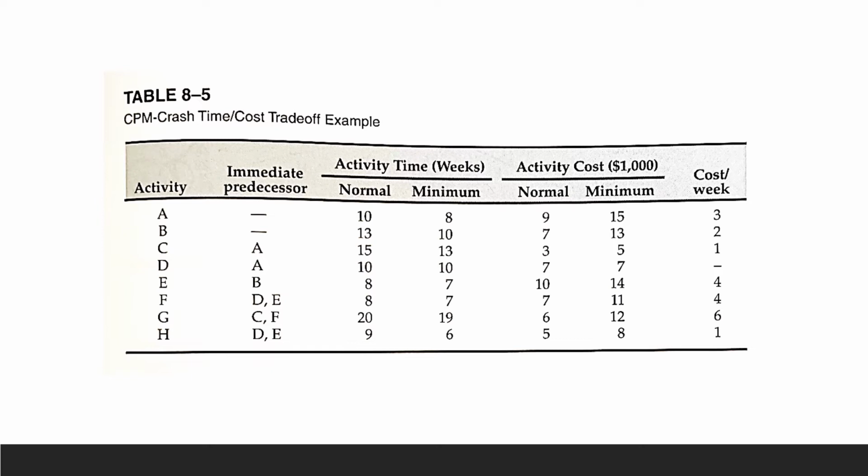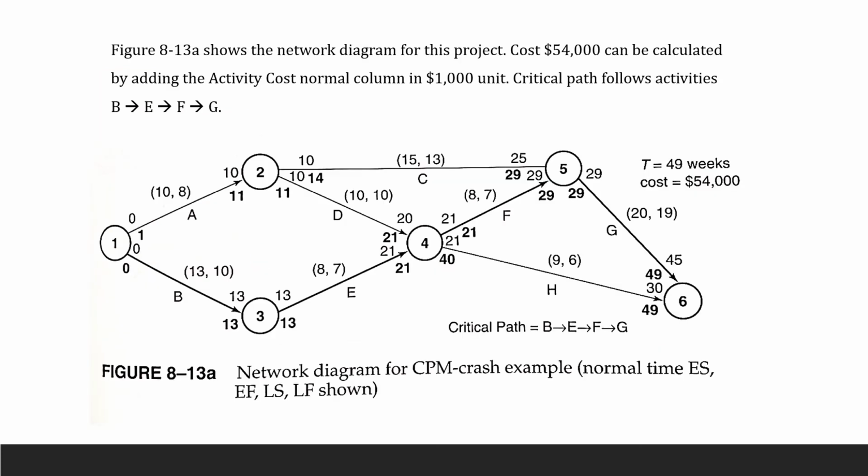So now you understand all these columns in your table. So let's move on. So 813. All right, where are we right now? So we'll go back to our A, okay? So here's our critical path, it's going this way, B, E, and then F, and then G, okay? And then you have to calculate, okay, 54,000.